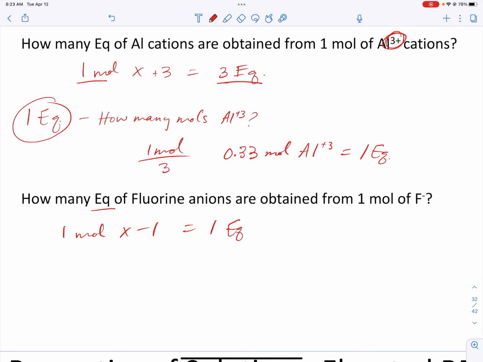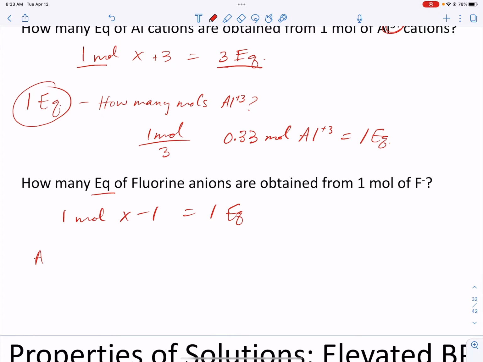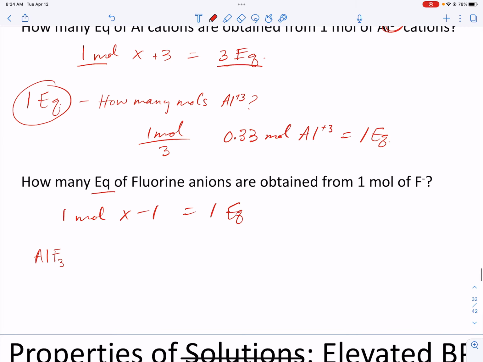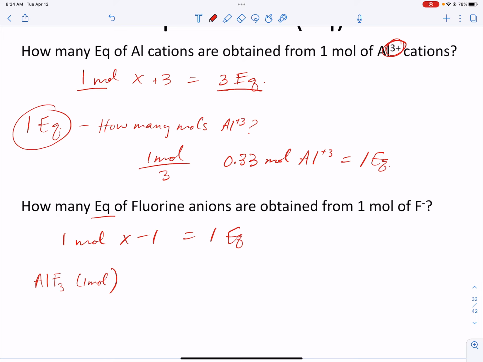Where it can get complicated is if I say, okay, what if I have aluminum fluoride, AlF3? How many equivalents do you have? If I have 1 mole of aluminum fluoride, how many equivalents is that? Well, you've already looked at 1 mole of aluminum cations is 3 equivalents, and 1 mole of fluoride anions is 1 equivalent, but we don't have the exact same numbers.